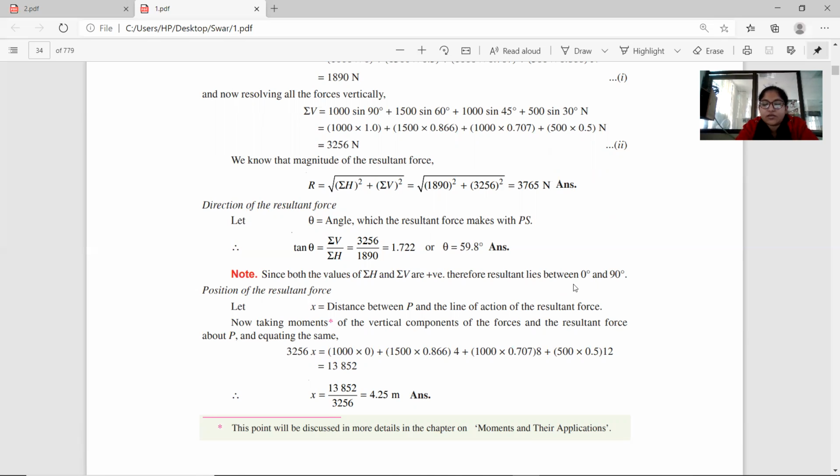I hope you understand these equations, these formulas, and this type of numerical very well. But if you have any problem, then please mention it in the comment box.